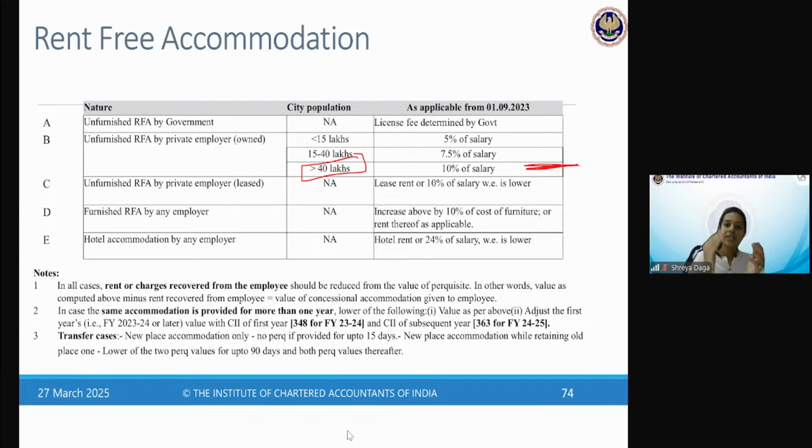So, stage-wise, if in your question you get RFA, don't sit down to calculate it first. First do the rest, because you will then be able to understand which components we will take to find out the amount of salary, and then use that to calculate RFA. Understood? Okay, fine.